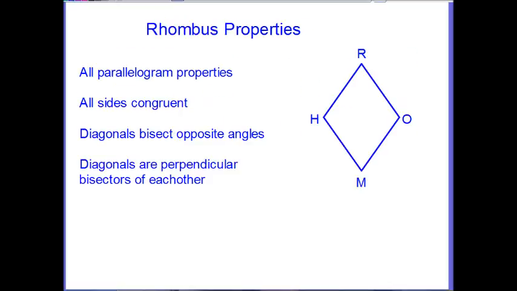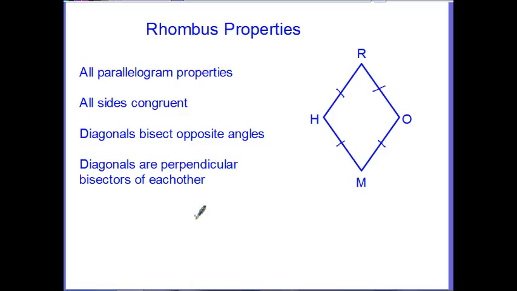So next we have our rhombus properties. For a rhombus, thinking back to our quadrilateral family tree, it stems from a parallelogram, so all of our parallelogram properties are going to apply. We also have additional properties that are going to separate it from being a parallelogram, starting with all sides congruent. So RH is congruent to RO, is congruent to OM, is congruent to HM.